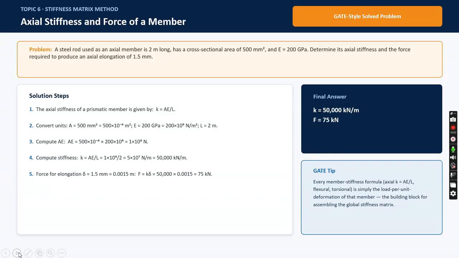1 into 10 to the power of 8 divided by 2, you will get 5 into 10 to the power of 7 Newton per meter. We can write it as kilonewton per meter, that is 50,000 kilonewton per meter. Elongation is given as 1.5 mm, which you can write as 0.0015 m. And F is given by K into deflection, 50,000 into 0.0015, you will get 75 kilonewton.